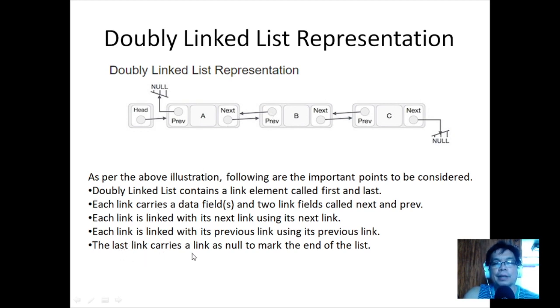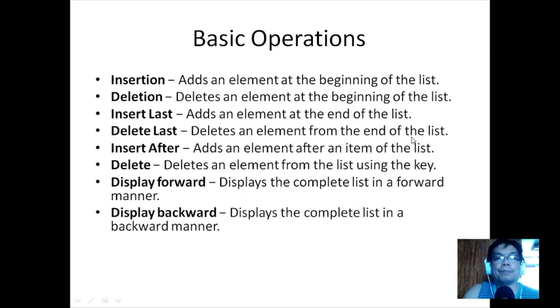The last link carries a link as null. So next is null to mark the end of the list. Actually, there are two ends here. The head is also an end if we do the reverse. So the previous for this one is also pointing to null, and next here is also pointing to null to denote the end of the list.